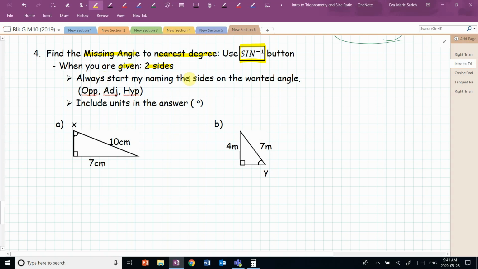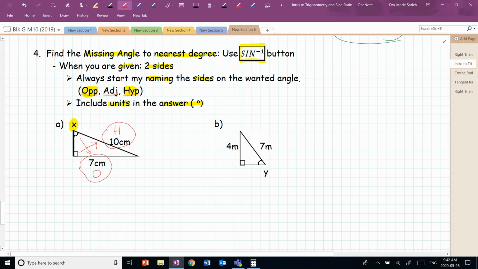Again, we always want to start by naming the sides. Okay? Remember, we're using opposite and hypotenuse. And we need units, and remember our units for degrees in the answer is going to be, right, that symbol. Okay, so here's where we're at. Here's our angle x. So we need to identify the sides. So opposite the right angle is the hypotenuse. Opposite the angle we want to find is the opposite. So hypotenuse is 10, opposite is 7.